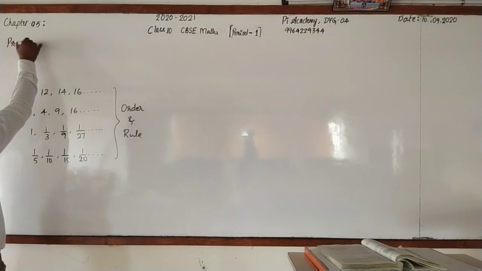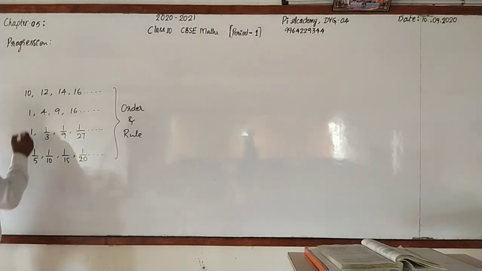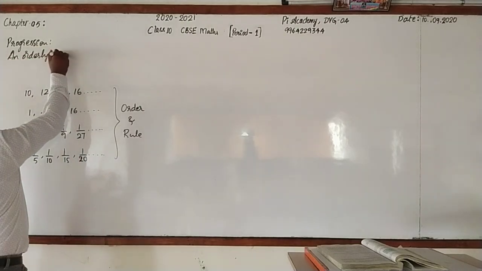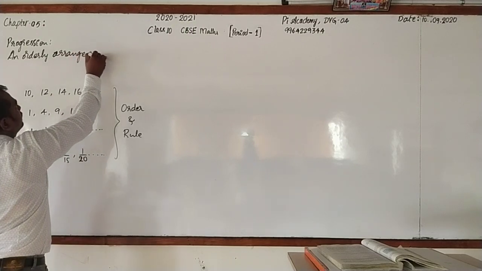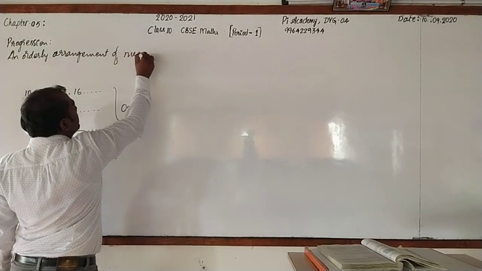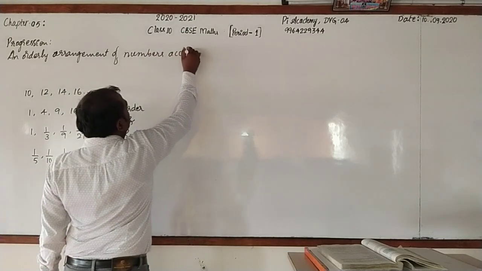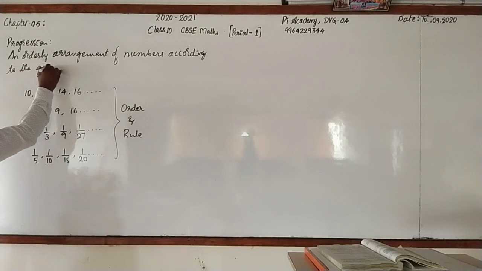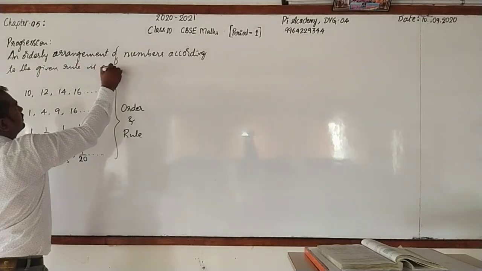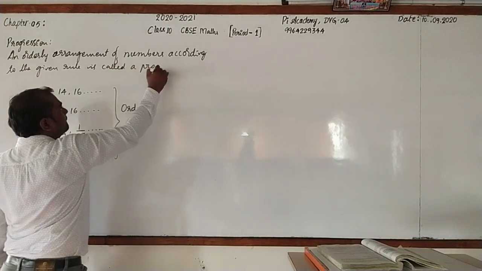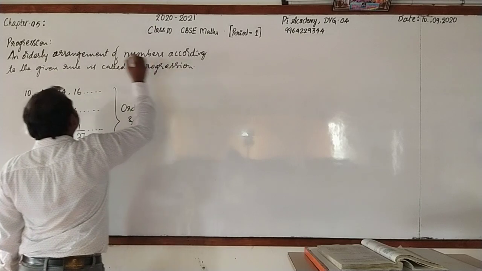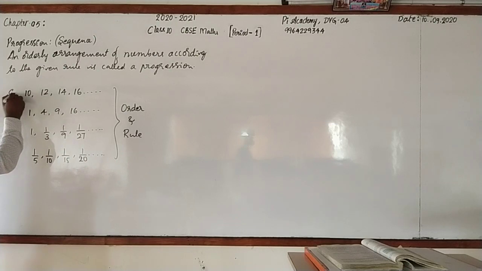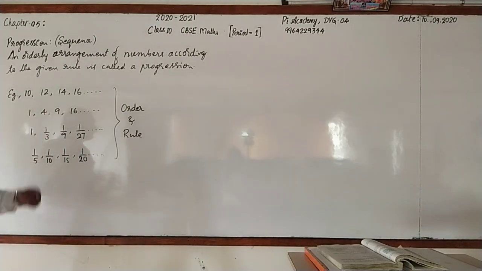Here I'll write progression. You can also write the definition with me. Here I'll write: an orderly arrangement of numbers according to the given rule is called a progression. Just as I told you, it is also called sequence. And these are some of the examples for progression.